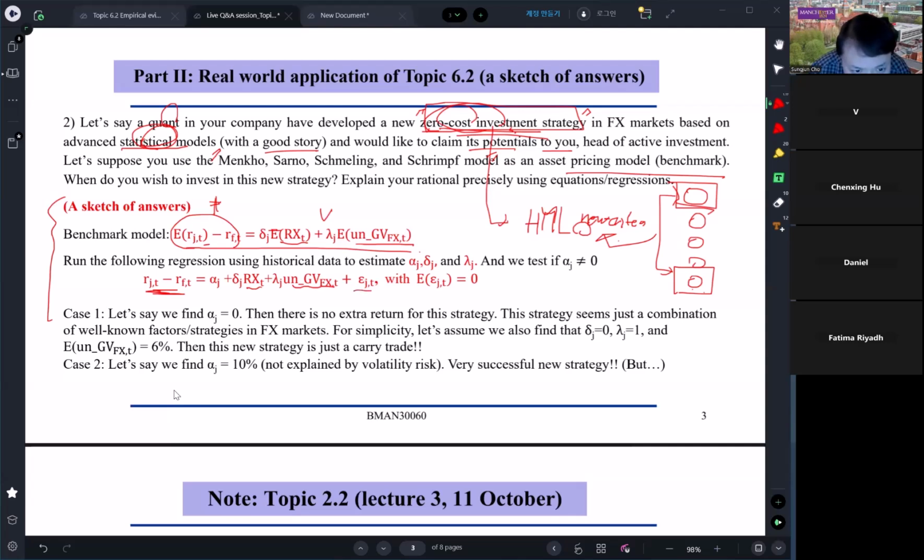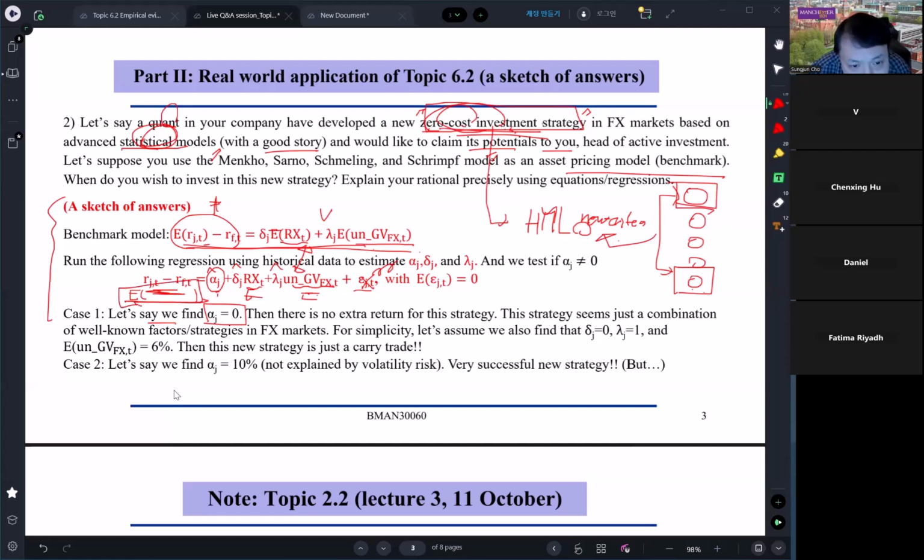Once you run this regression, you estimate alpha, delta, lambda. Once you estimate that, then you can take expectations. If you take the expectation, this will be gone. Then that will be almost the same as the model used here. See here, the benchmark model. The only difference is the alpha. Let's say we find alpha is equal to 0. What is the meaning of that? The meaning is about the profitability of implementing this new zero cost investment strategy.